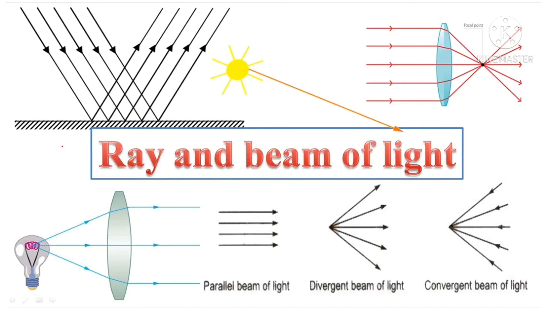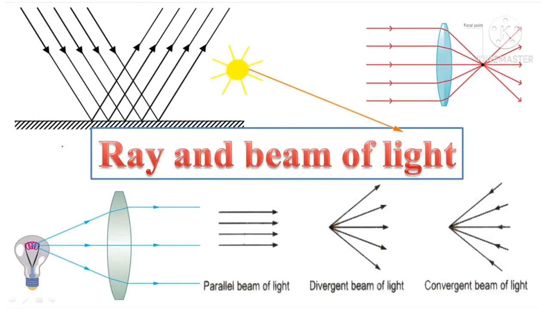A single line of light is known as a ray of light. It is shown by a straight line with an arrow that indicates the direction in which it travels. A collection of rays is called a beam of light. Beams are classified into three types. They are parallel, convergent, and divergent. A beam of light is parallel when the rays of light are parallel to each other. That means the distance between the rays remains the same.